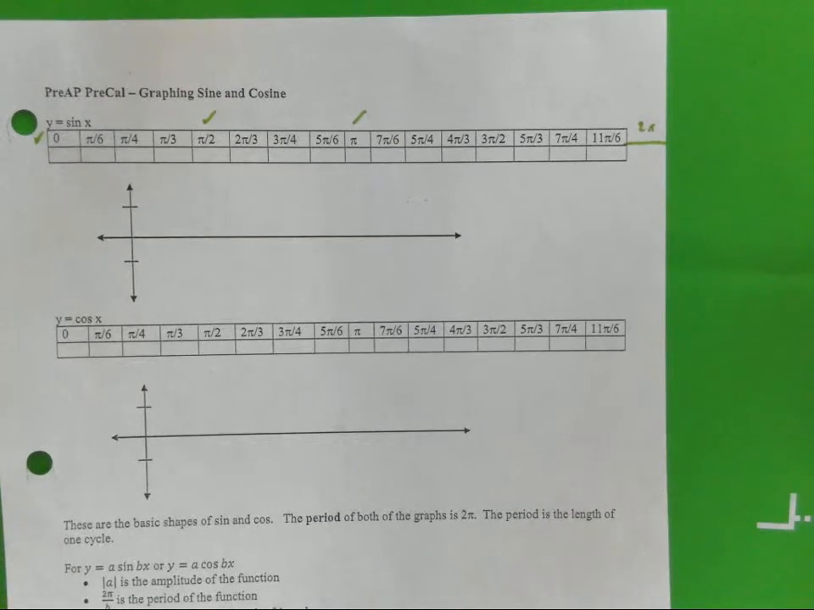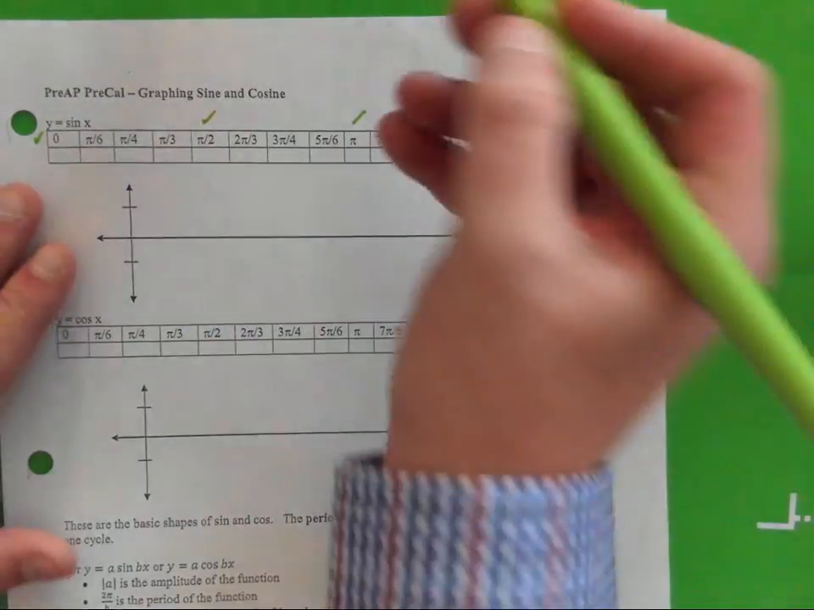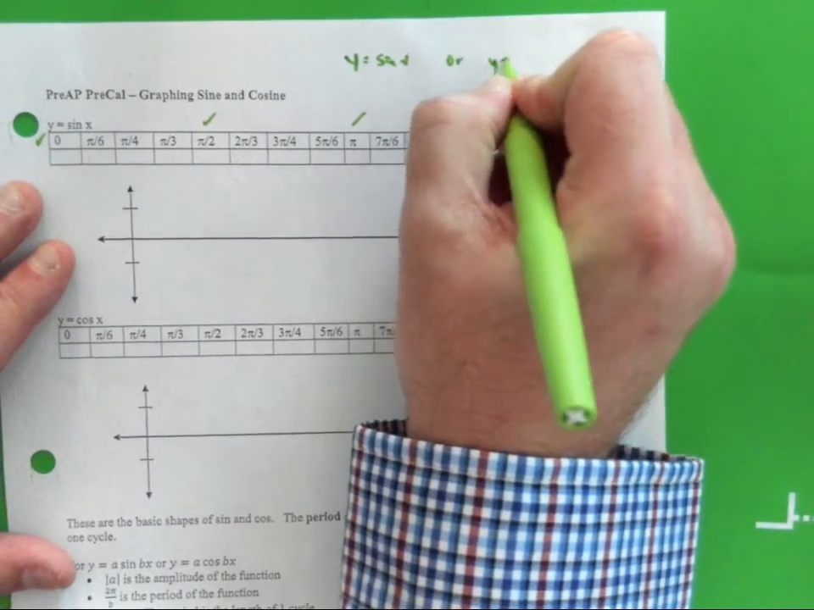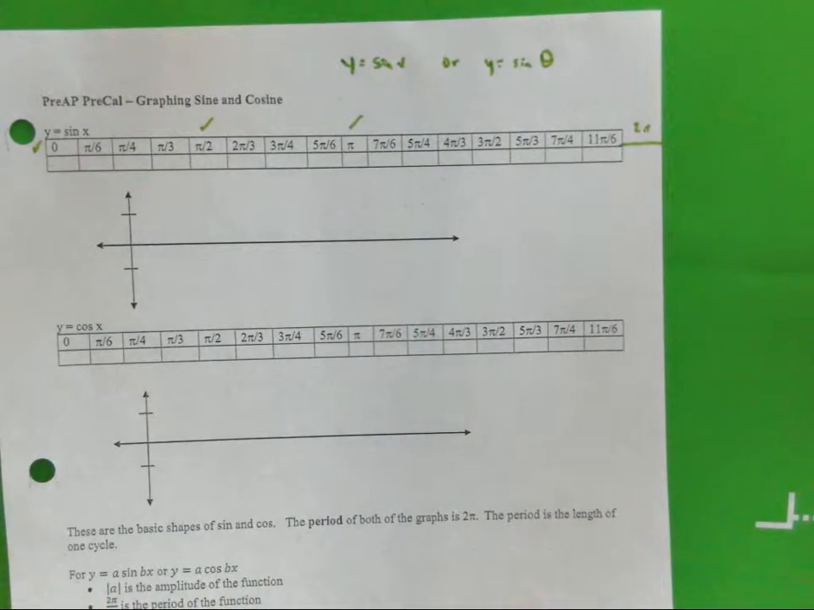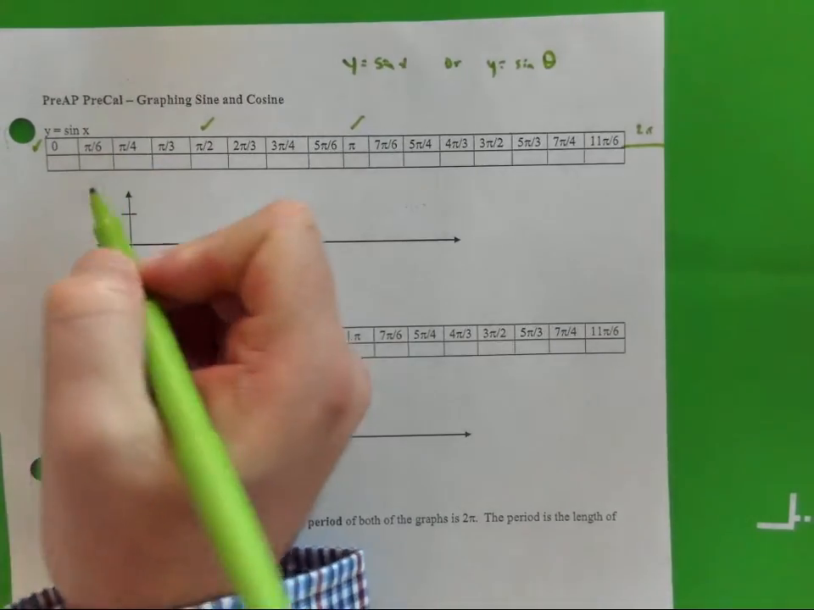All right. These are my x values. Now, guys, you might see y equals sine x or y equals sine theta. That's the same thing, okay? Sometimes you're going to see theta a lot more because you're dealing with angles, okay? But these are your input values, your output.